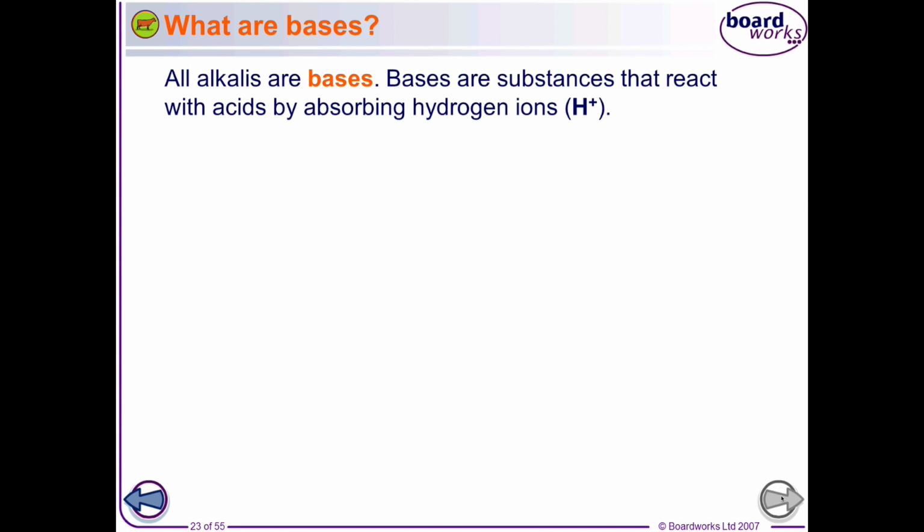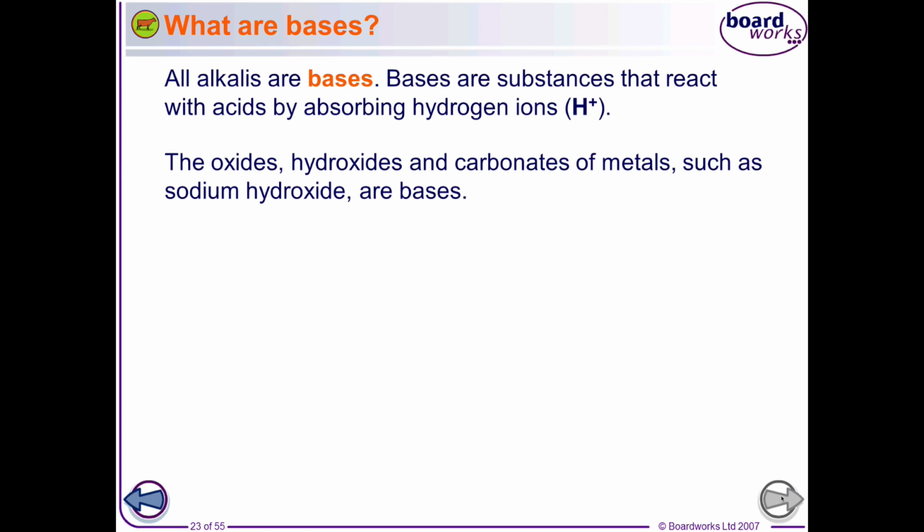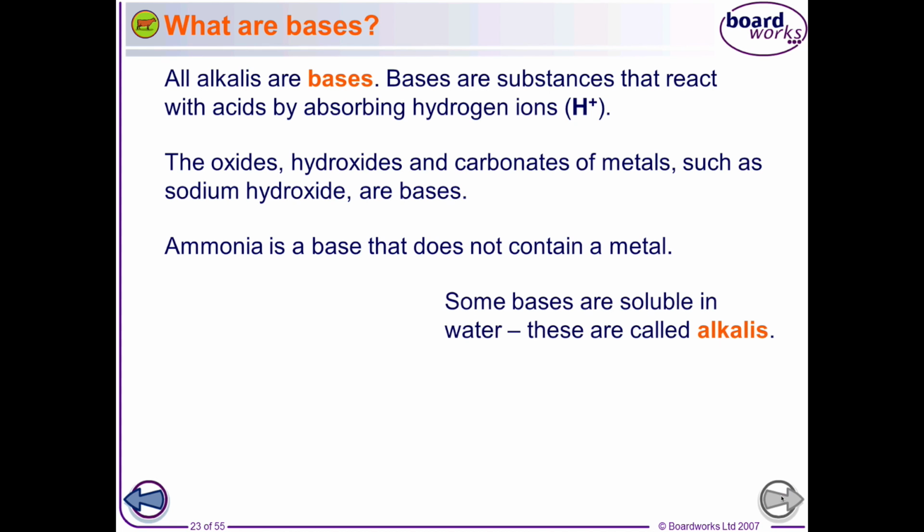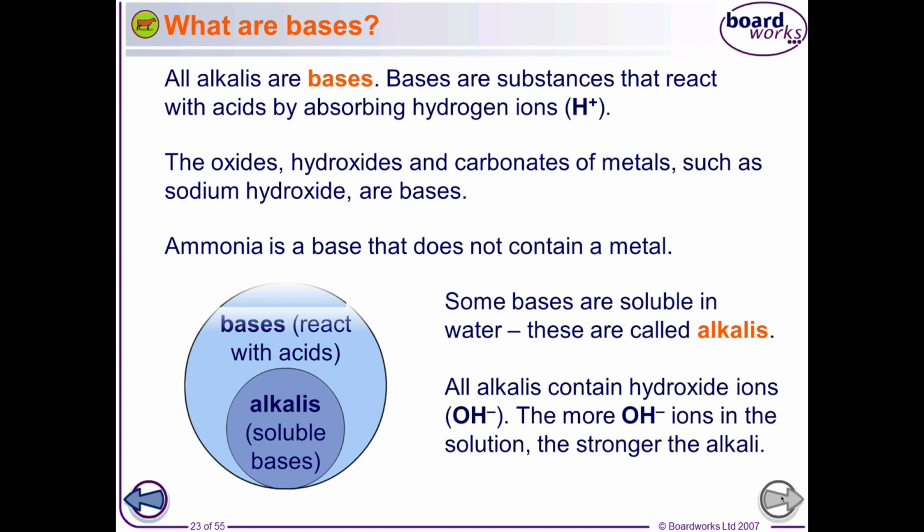Right, the next little part is to look at bases. Now, a base is a substance that will be able to react with an acid, and you don't have to be an alkali to be a base. For example, calcium carbonate is a base, but you can't dissolve calcium carbonate in water, so we can't call it an alkali. So the textbook definition of a base is something that reacts with an acid. An alkali is just a base that can be dissolved in water and produces OH- ions.